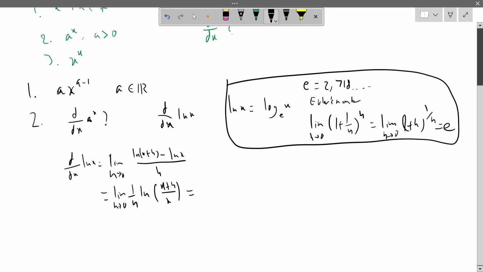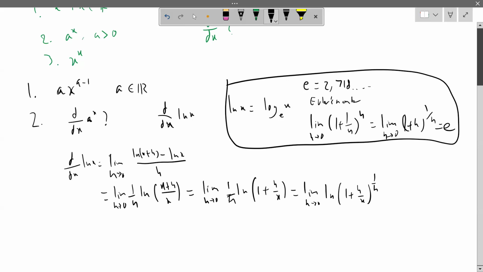Now we can rewrite this again. We can rewrite the argument inside the logarithm to obtain 1 over h times the natural logarithm of 1 plus h over x. Now we can use the property of the natural logarithm to rewrite this again and have the limit of the natural logarithm of 1 plus h over x, to the power of 1 over h.